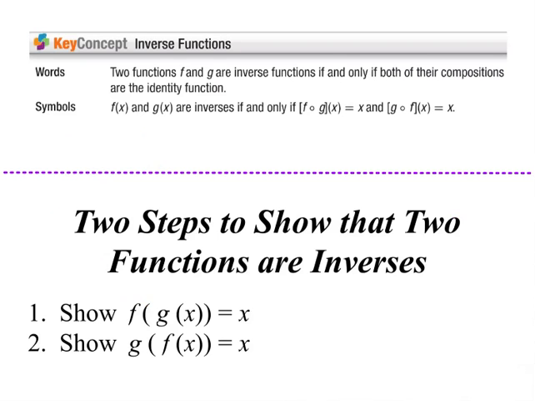So, real quick, we're going to show now that two functions are inverses, and this deals with some of the stuff we did yesterday. Basically two functions, f and g, are inverse functions if and only if both of their compositions are the identity function. So to show they're inverses, we're going to show that f of g of x equals x, and that g of f of x equals x. That's what we learned how to do yesterday. We're going to look at two examples, and we'll be done for today.